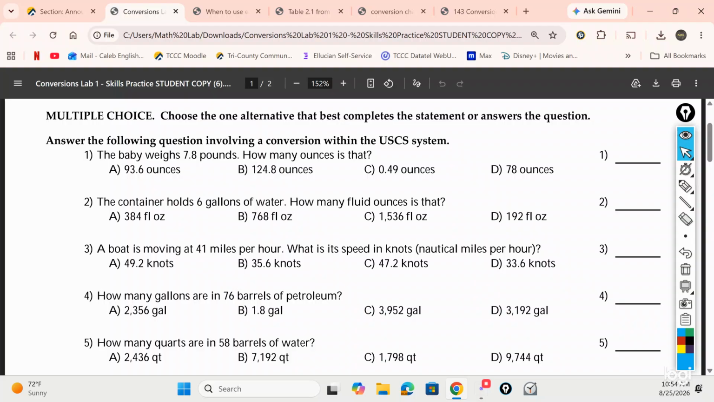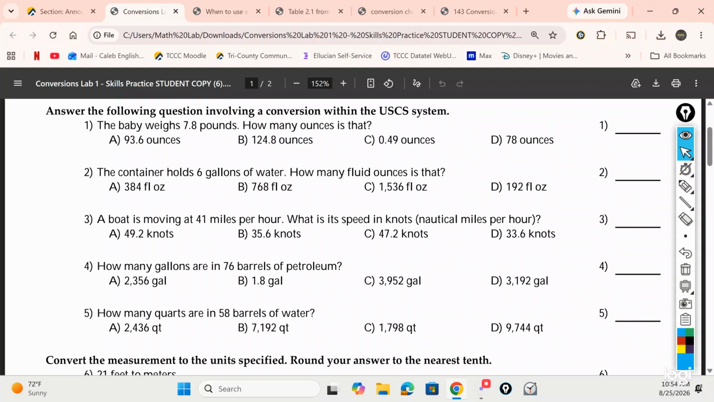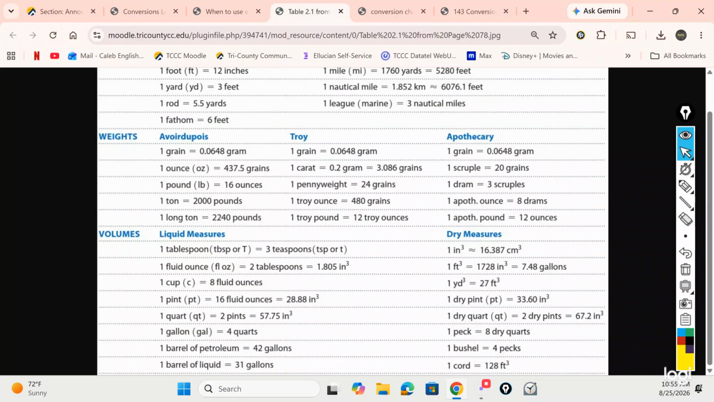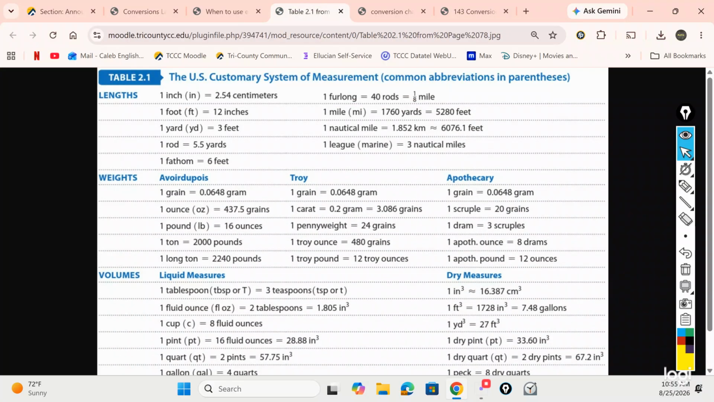All right. So 1 through 5 is, I believe, American to American units. You're staying within the American system. Number 3, boat is moving at 41 miles per hour. What is its speed in knots or nautical miles per hour? So this is the one that I did incorrectly in the notes, but I'm going to show you how to do it correctly now. All right, nautical miles per hour. You're going to go over to table 2.1 that I showed you earlier. You're going to look right up here.